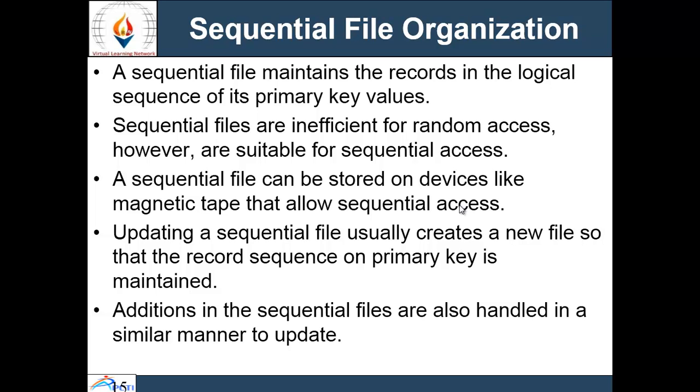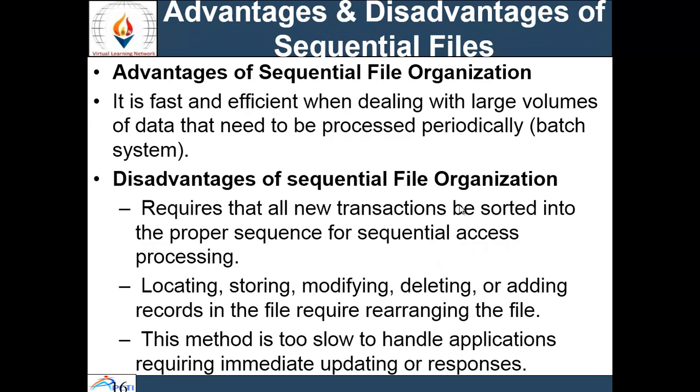Whenever we update any data, our sequential file usually creates a new file so that the record sequence of the primary key should be maintained. And additions in sequential files are also handled in a similar manner as updates. Now, what are the advantages of sequential file organization? The first advantage is it is very fast and efficient when dealing with a large volume of data that needs to be processed periodically, for example in a batch system.